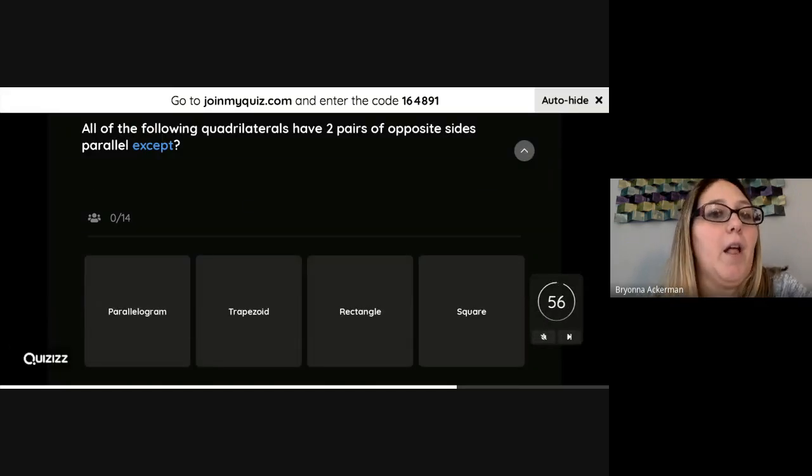So all of the following quadrilaterals have two pairs of opposite sides that are parallel, except. So you're trying to find the one that does not have two pairs of opposite sides that are parallel. We've kind of given away the hint to this one in the last questions, so hopefully you remember.